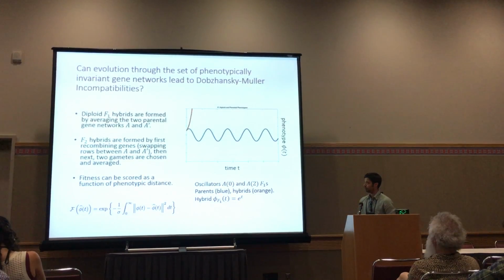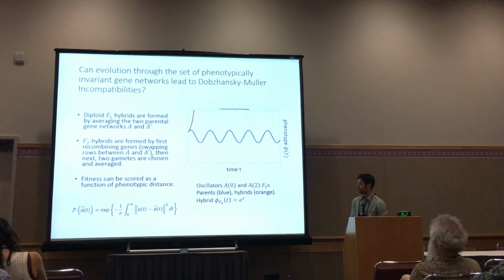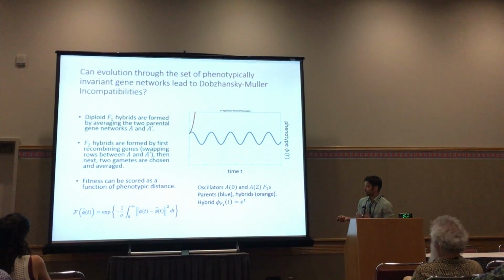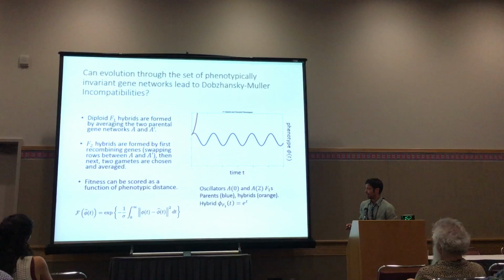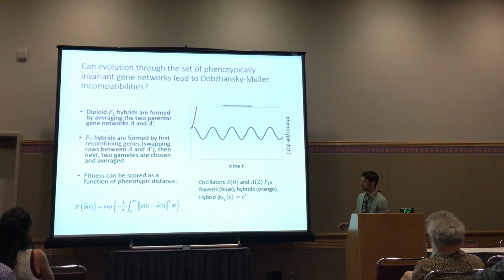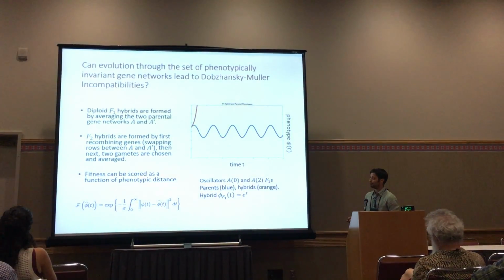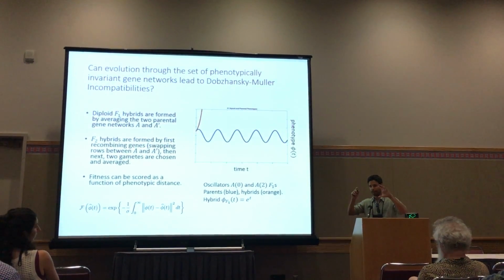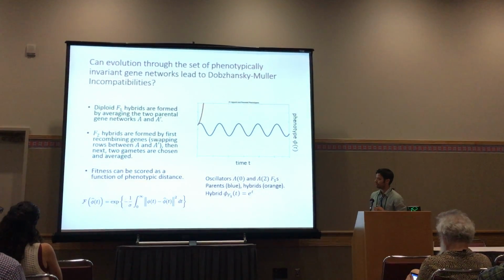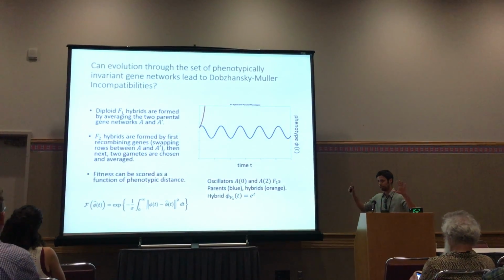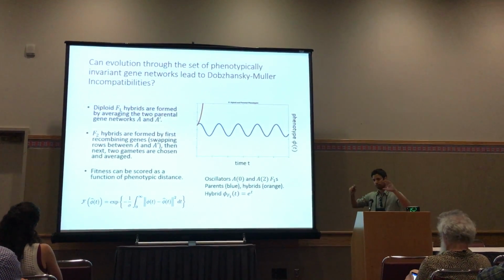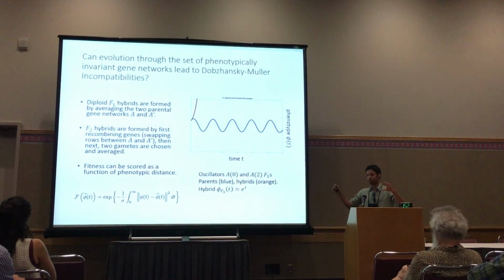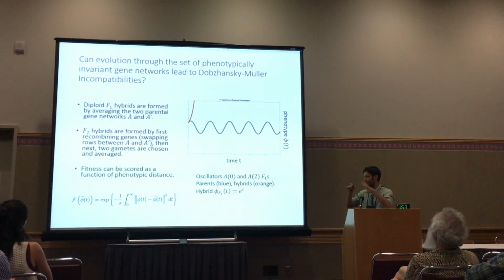Do hybrids, for example, when formed between two allopatric populations, suffer from hybrid incompatibility? Before I answer that question, I should describe how we hybridize, how we cross allopatric populations. This model is diploid. The way we make F1, or first generation, hybrids is you take two gene networks, one from each allopatric population, and just average them. To get F2, or second generation, hybrids, you take two gene networks, one from each allopatric population, randomly swap rows, so meiosis, recombined genes. That forms a gamete, then you randomly grab a gamete from each and average those.